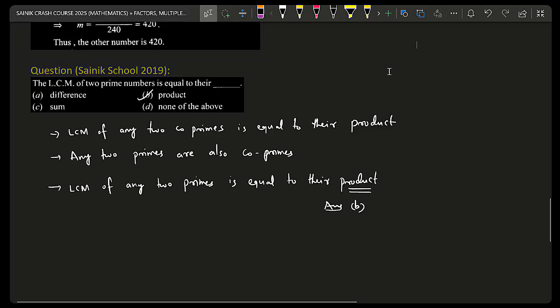Yes, Anvita. Sir, can you explain again? We got the property, no? LCM of any two co-primes is always equal to their product. I gave you four properties in HCF and LCM. Do you remember? Okay, sir. One of the properties, LCM of any two co-primes is always equal to product. But we got two prime numbers here. Can we say any two prime numbers are always co-primes? Yes, sir. That's why the LCM of any two prime numbers is also equal to their product.